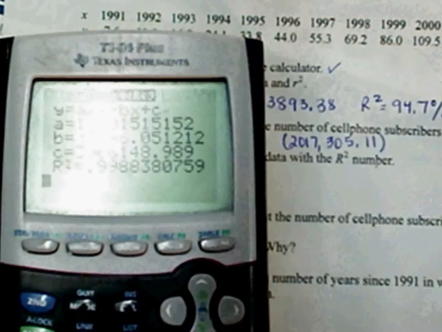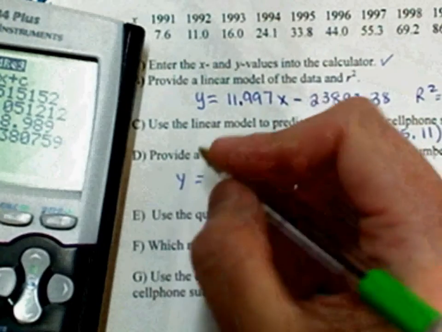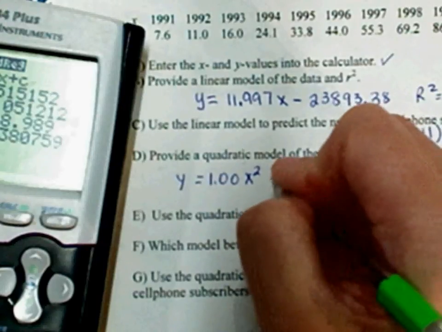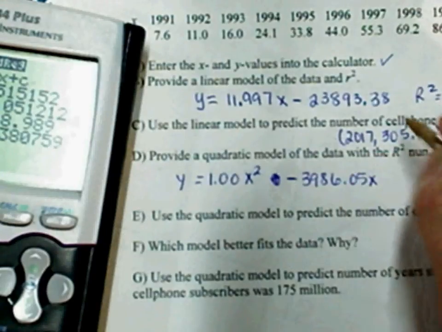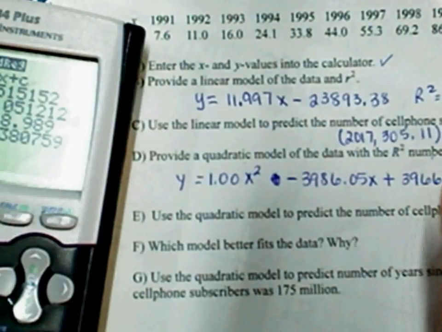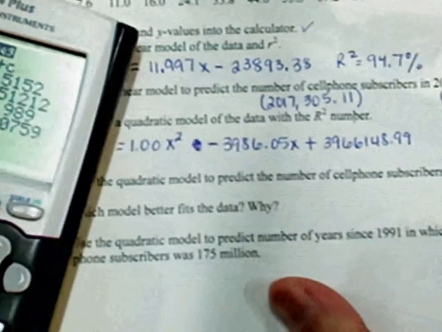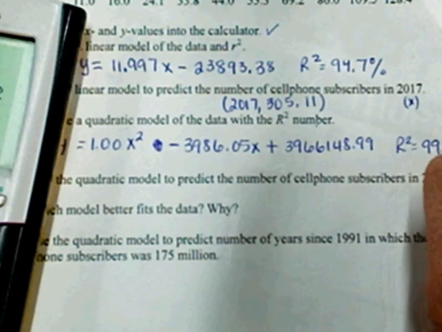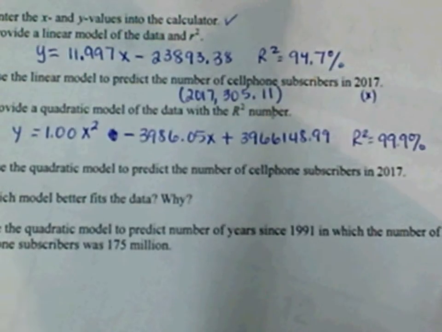So here's your quadratic. Y equals 1.00x squared minus 3986.05x plus 396614.8.99, okay? And your R² value is 99.8, 99.9 if you round it correctly, percent. There you go. Quadratic. Highest degree must be a 2.